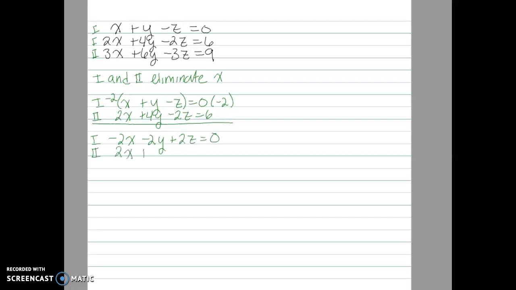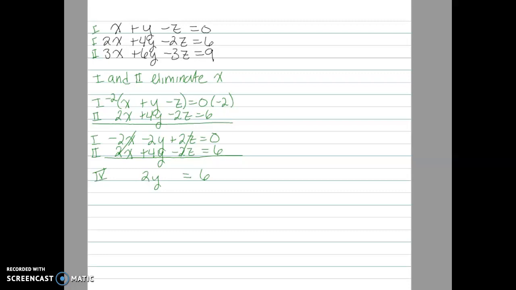Remember when you're multiplying by negative to change the signs to their opposite. Any sign error, tiniest mistake is going to throw off your whole solution. So now I can add these together, the x's cancel. I'm left with 2y, oh the z's cancel too, so 2y equals 6. That's my fourth equation.